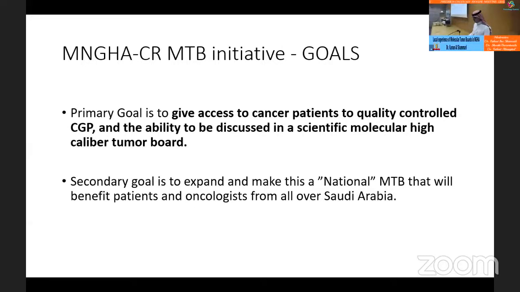So what's the goal of actually doing a molecular tumor board? The goal is to give access to cancer patients to a quality controlled CGP, which we have, and the ability to be discussed in a scientific, molecular, high caliber tumor board. Secondary goal is to expand this to becoming a national MTB that will benefit patients from other areas of the kingdom.